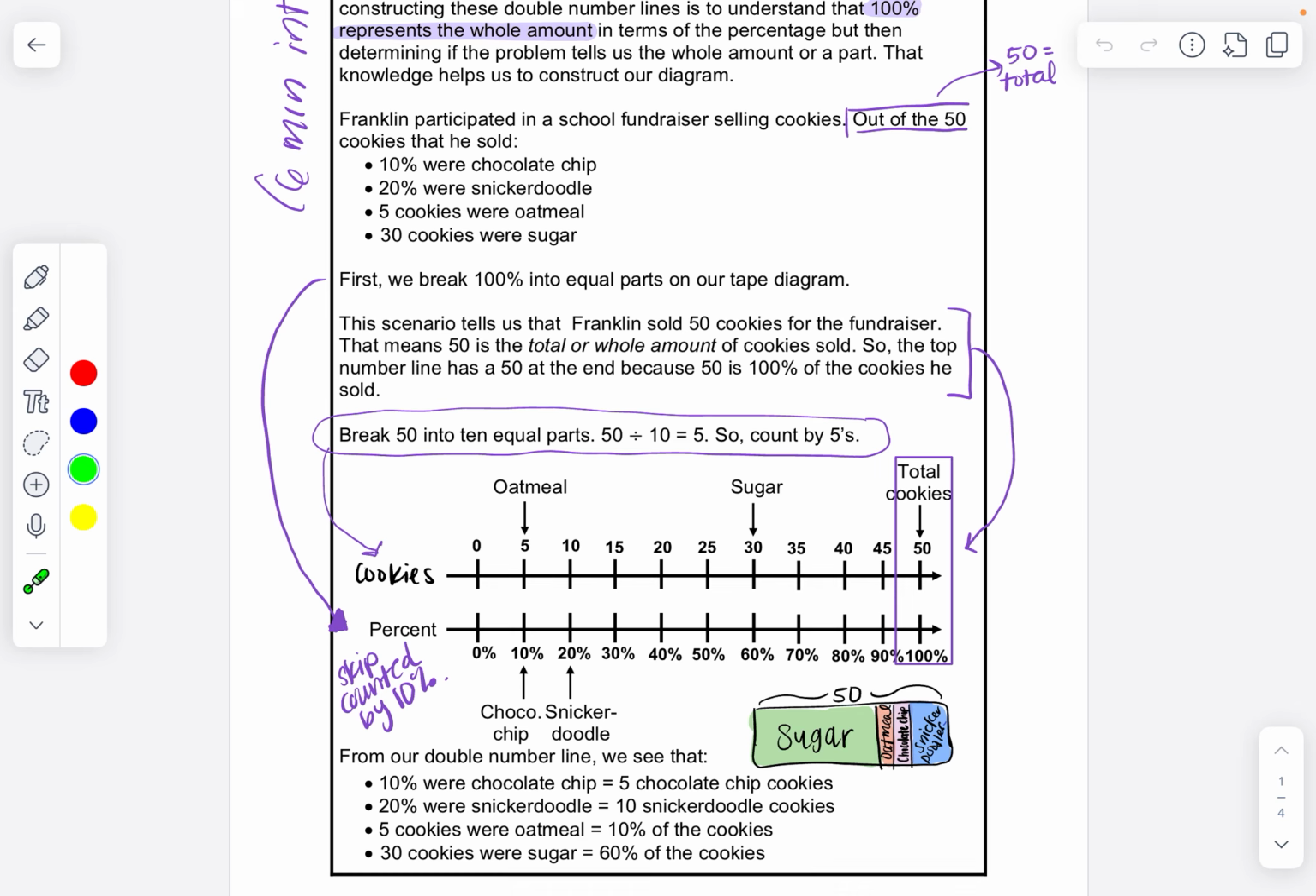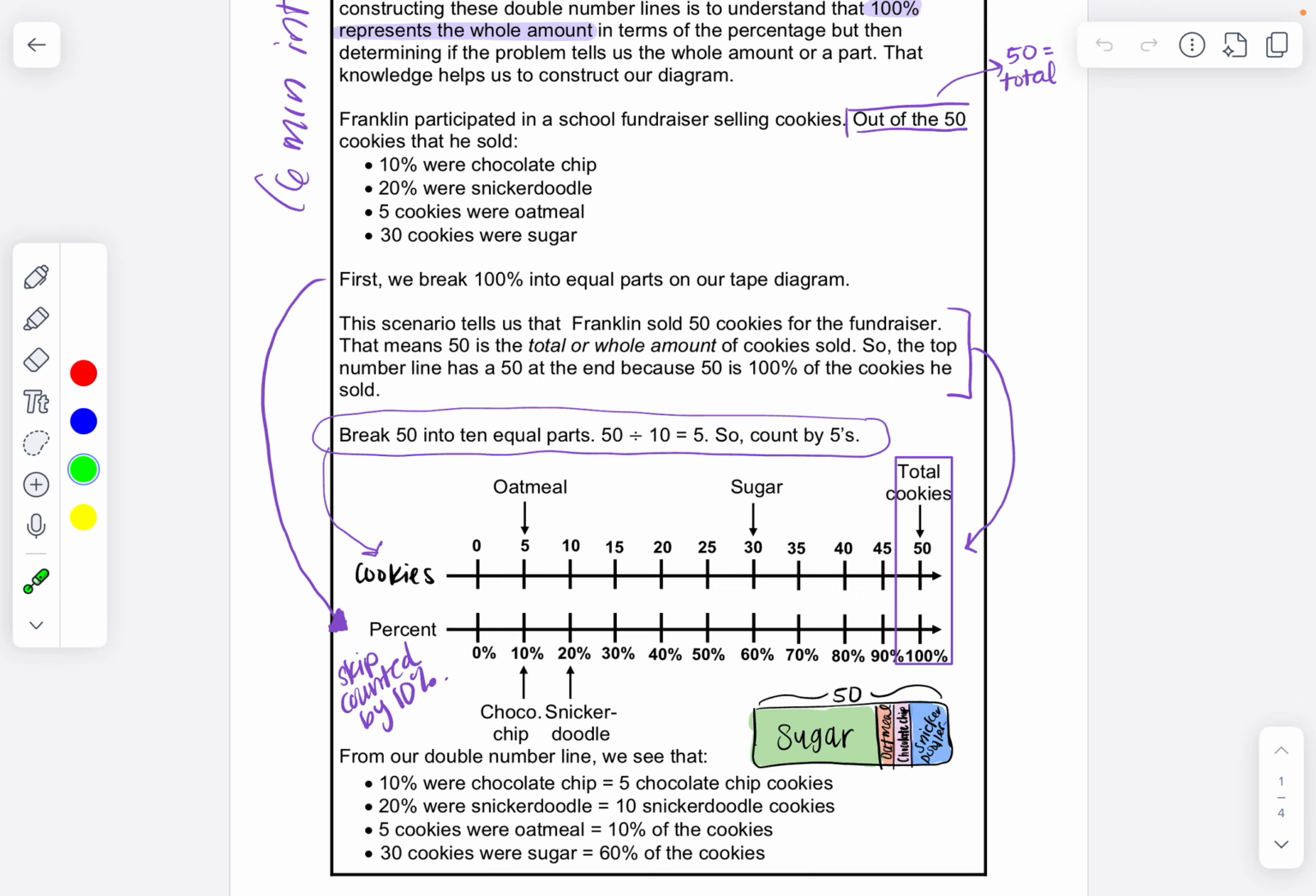Okay? It says the scenario tells us that Franklin sold a total of 50 cookies for the fundraiser. That means 50 is the total amount of cookies sold. This is called a double number line. So we're talking about percents, and we're also talking about our cookies. 0% should mean that there are no cookies. So that's 0. 100% should mean that there are 50 cookies. That should be very easy for kids to understand.